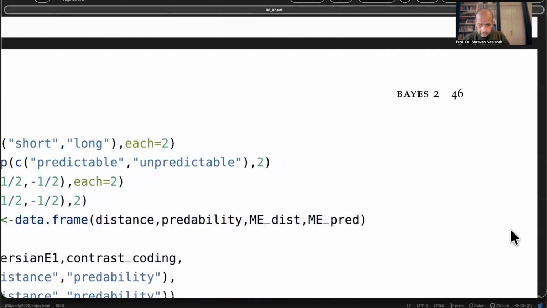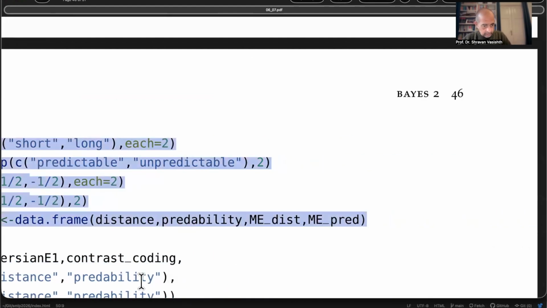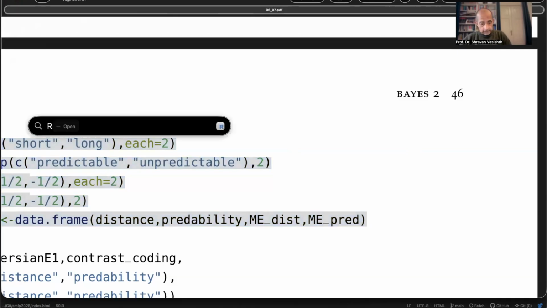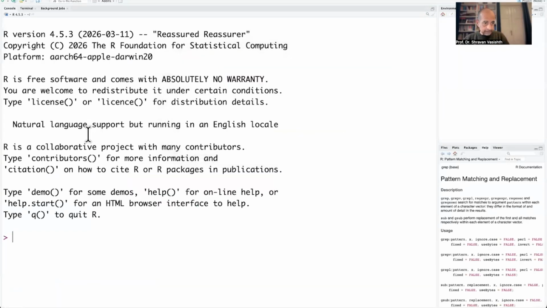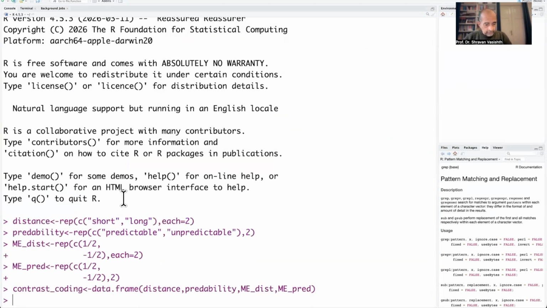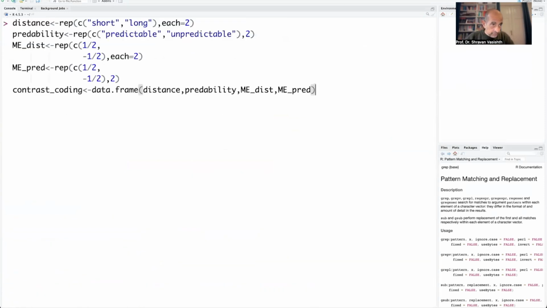Okay, let me see if this works in R. Do I have RStudio open? Wow, this must be the first time in the history of my existence that I don't have RStudio open. Let's open it. Oh, that's because the computer updated recently, so that's why. It shut down RStudio.